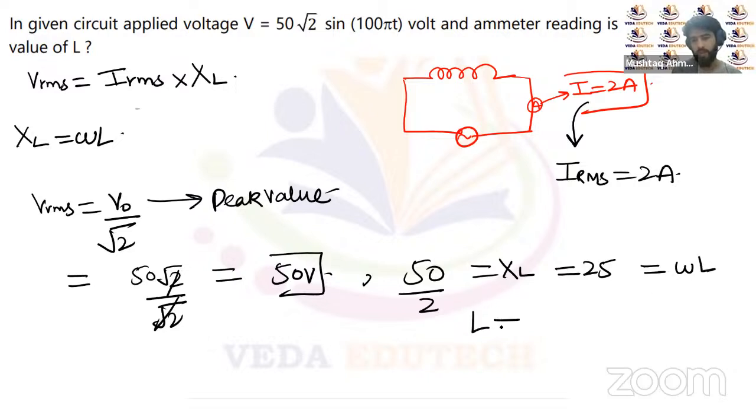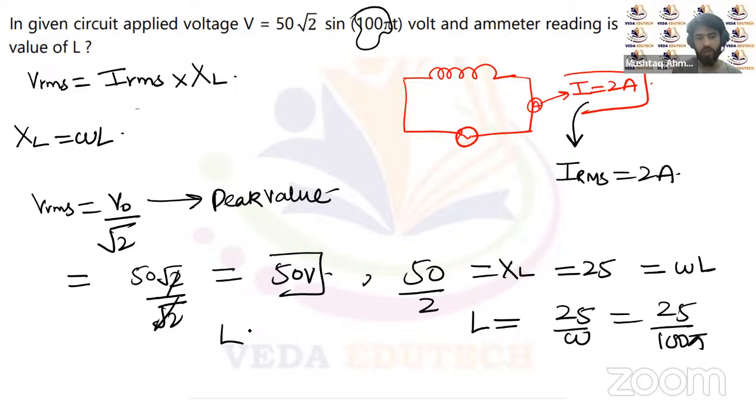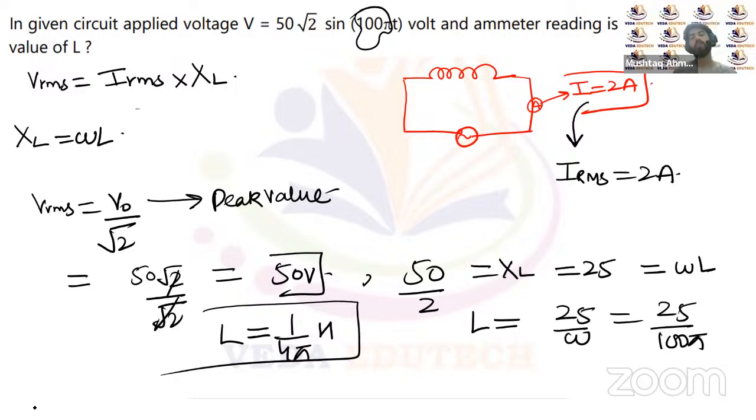So from here, the L value is 25 upon omega. I can see here the value of omega is given as 100 pi. It's 25 upon 100 pi. So the value of L comes out to be 1 upon 4 pi Henry. So this will be the value of L from this question.